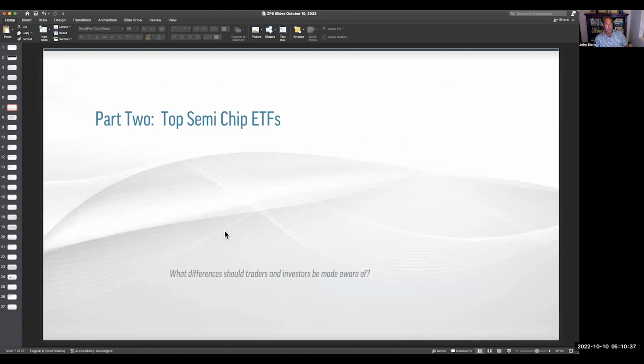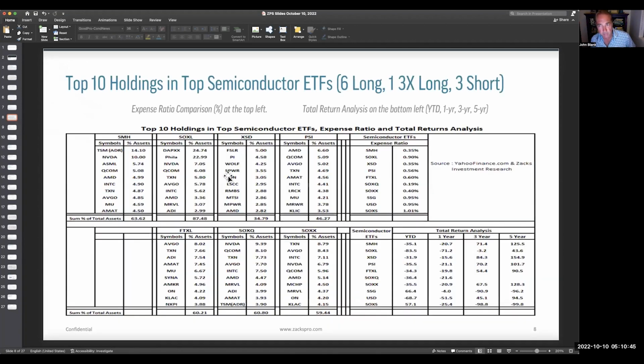All right, to the semi chips. This is really the meat of my story, and the next slide is one I'm going to be spending a lot of time going back to. This is the one really critical, interesting investment component. These are the top 10 holdings for the top semiconductor ETFs. I've got 6 long ETFs, 1 3 times long ETF, and 3 short ETFs. So down here is the total return analysis: 1 year, 3 year, 5 year, and year to date.